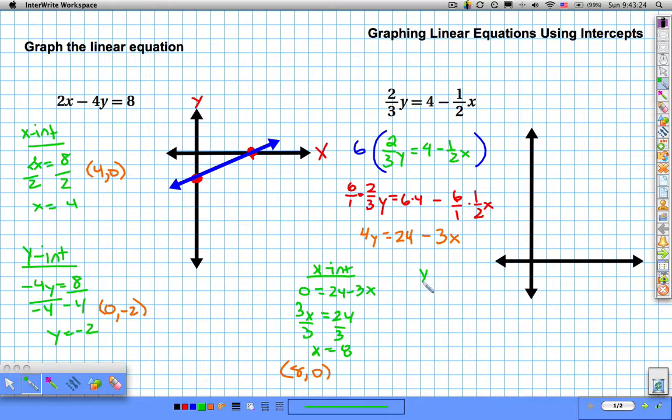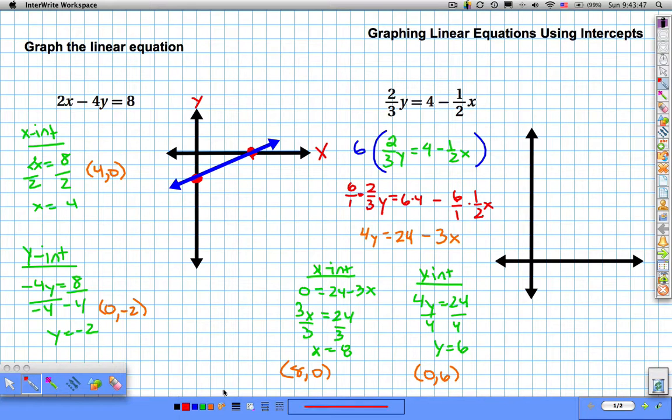Now for the y-intercept, same idea. I'm going to do the cover-up method. So this time I'm going to cover up the x term. So this term's going to go away. I'll be left with 4y equal to 24. So I'll divide by 4. y equals 6. So my y-intercept is 0, 6.